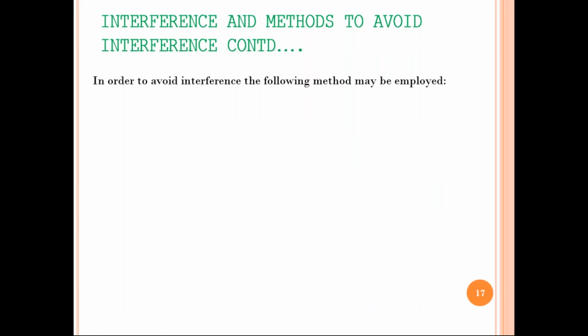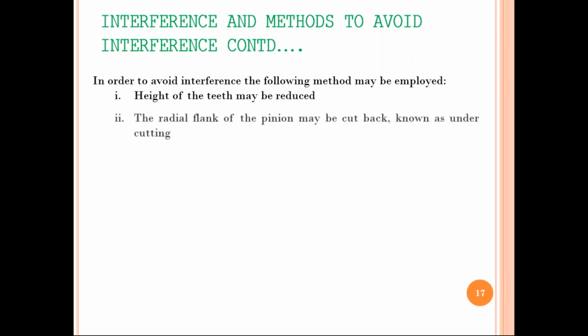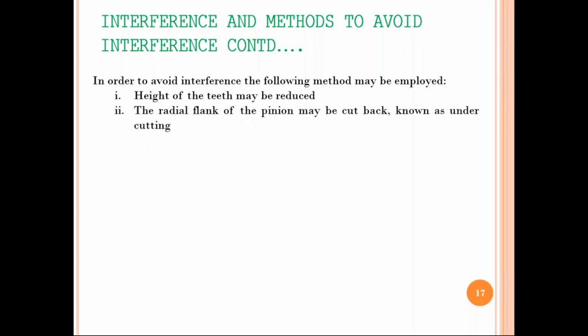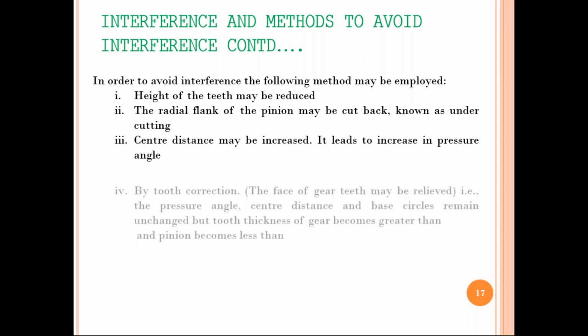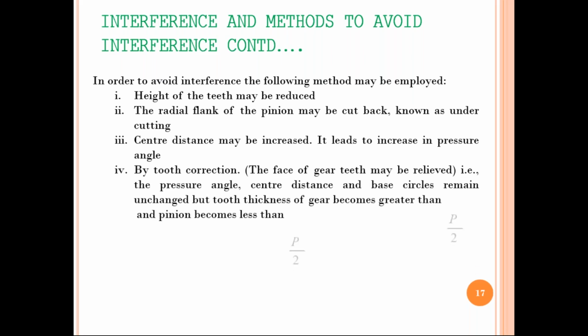We'll see what are the methods to avoid interference. The first one is that the height of the teeth may be reduced. Next, the radial flank of the pinion may be cut back. It is called undercutting. Center distance may be increased, which leads to an increase in pressure angle. And the last one is tooth correction.